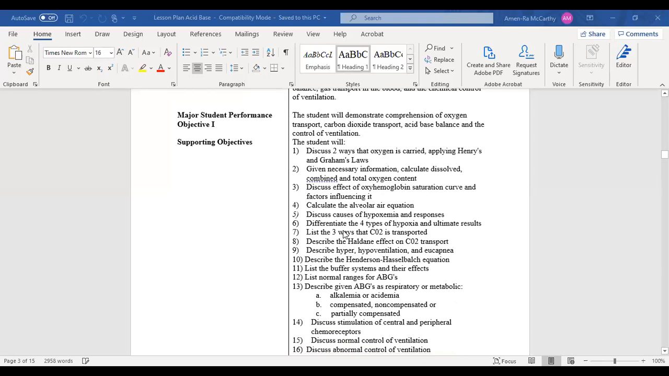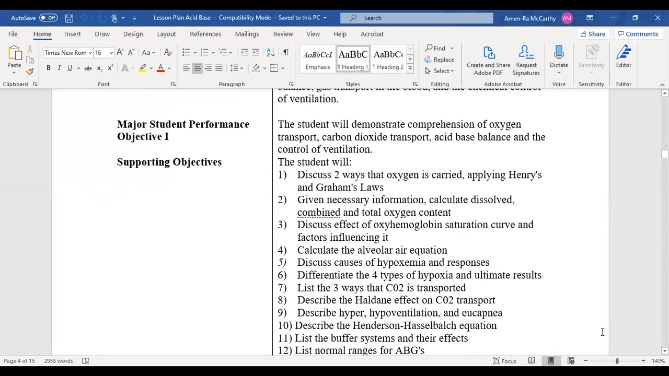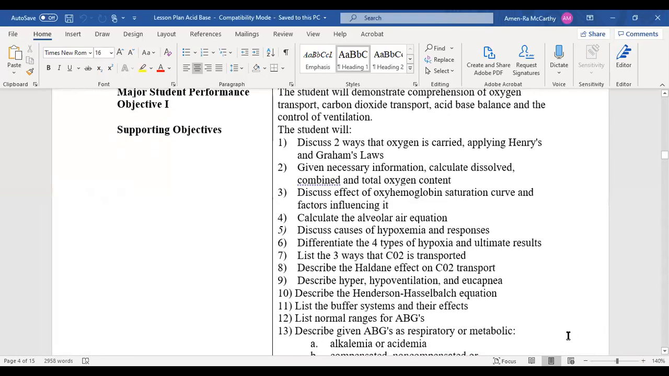Lesson: acid-base chemistry. There are a few objectives. During this lesson, the student will be able to discuss 2 ways that oxygen is carried, applying Henry's and Graham's law. There are 2 more laws that you're going to have to put down. That's why I say when you have your law sheet, have a formula sheet. Anytime you learn a new formula, add it to that sheet, and anytime you hear a new law, add it to your law sheet.